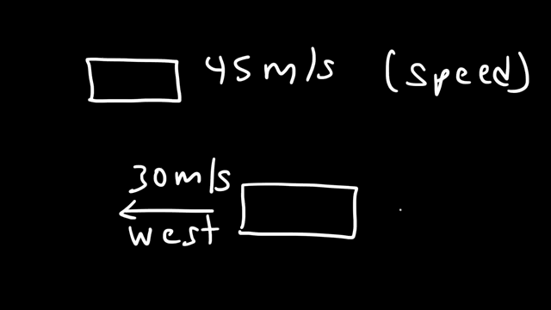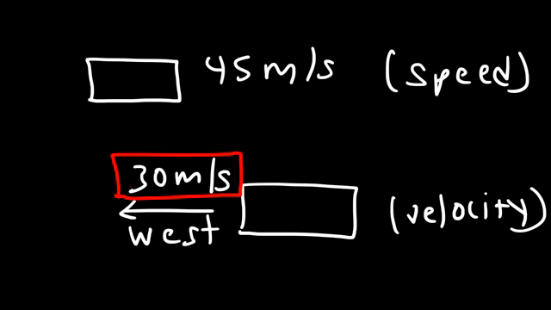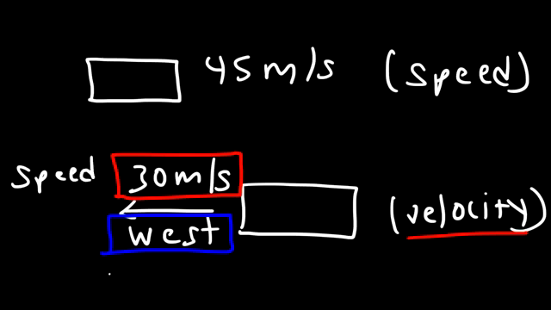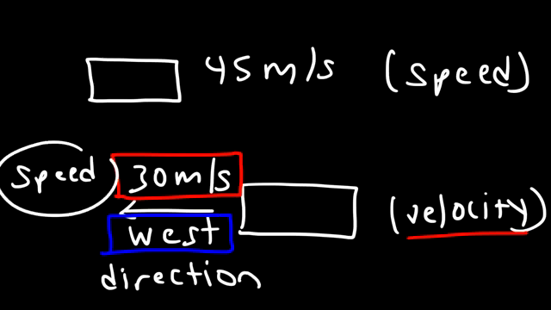Now, let's say we have a train moving at 30 meters per second going west. In this case, this is a description of velocity because not only do you have the magnitude of the vector, which is the speed, but you also have the direction. And so when you combine magnitude and direction, you have a vector quantity. And so velocity is basically speed with direction. The 30 meters per second tells you the speed, west tells you the direction, and when you combine these two, you have velocity.